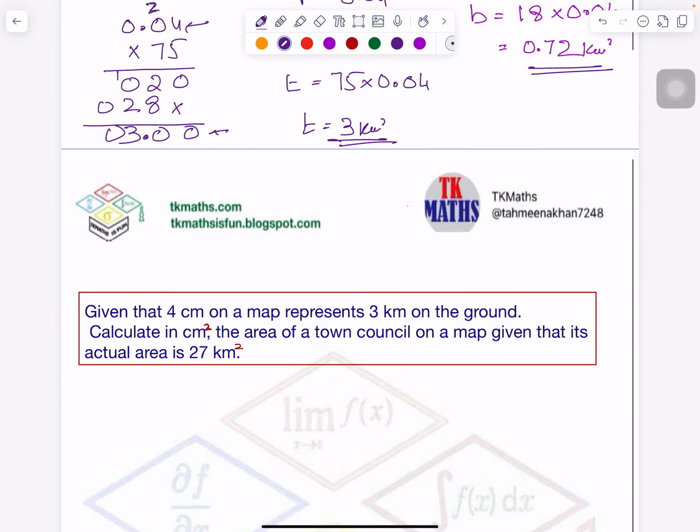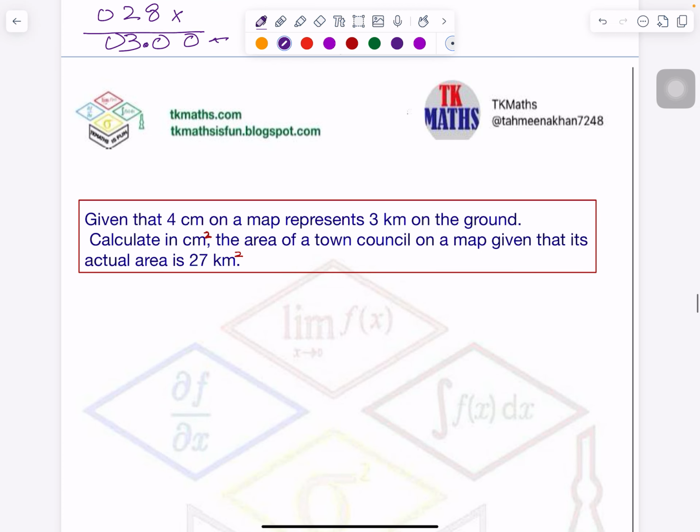So this is the last question of the video. Given that 4 centimeter on a map represents 3 kilometer on the ground. So map is 4 centimeter. Map is given in centimeter, and ground is given in kilometer. Calculate the square centimeter area, and now he's giving you square kilometer on the actual ground. So when this is 27, what is this? This is what they are asking, right?